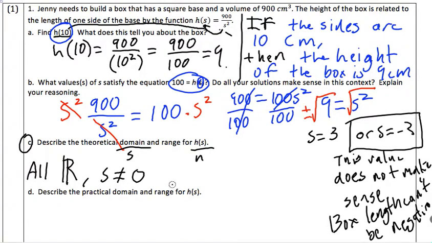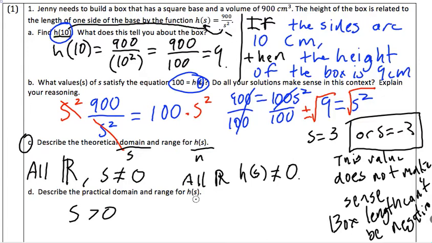So theoretically, all numbers are fine except 0. And then our range is also all real numbers. But not only can we not plug in 0, we'll also never get 0 as a result. So h of s not equal to 0. Practically, though, we can't plug in a negative number, so our practical domain is s has to be greater than 0. It's impossible to have a negative box length, and it's also impossible to have a negative box height. So h of s greater than 0 is our practical range.